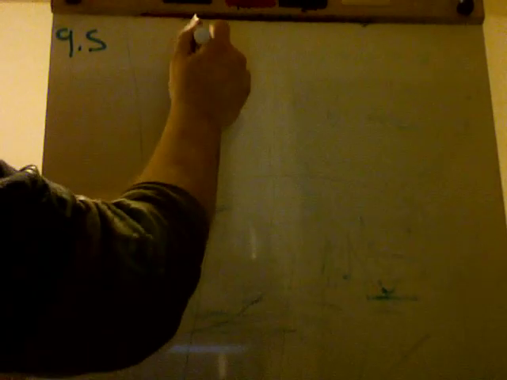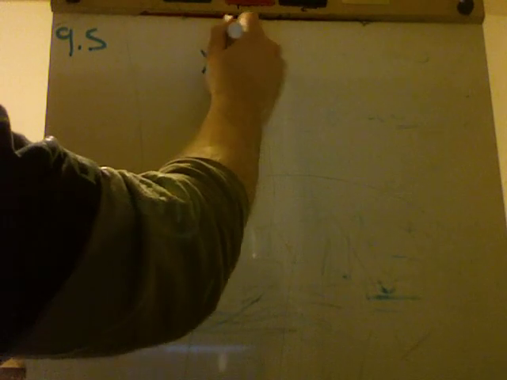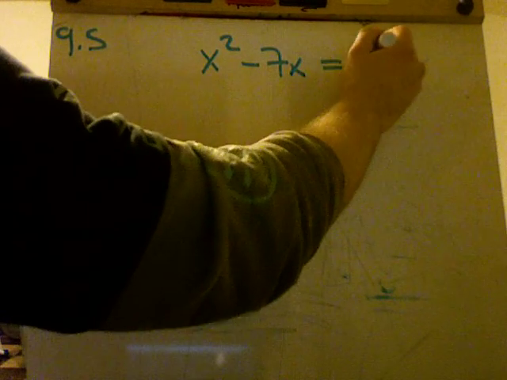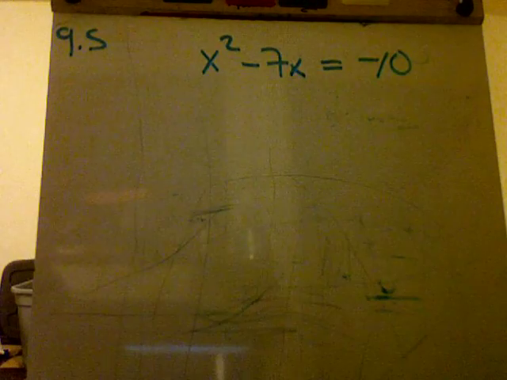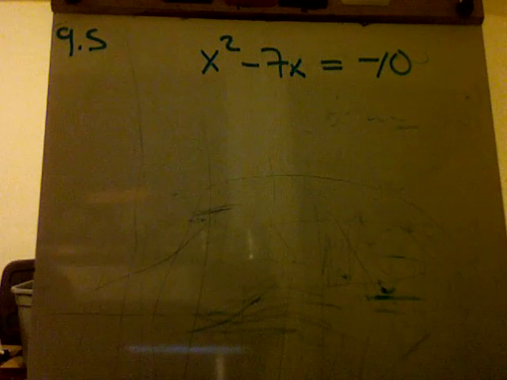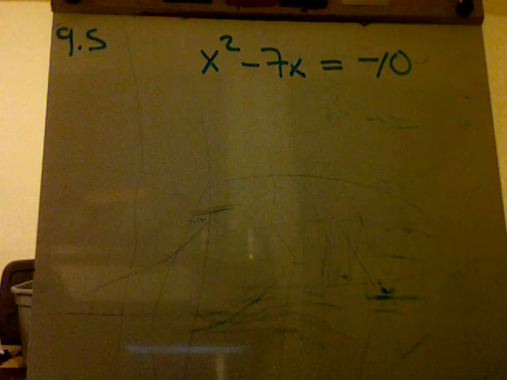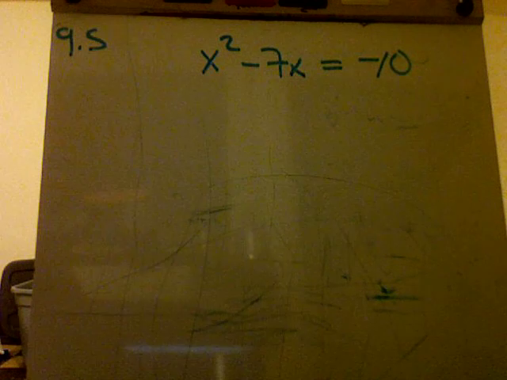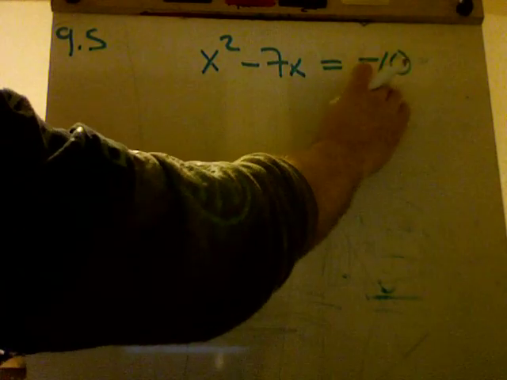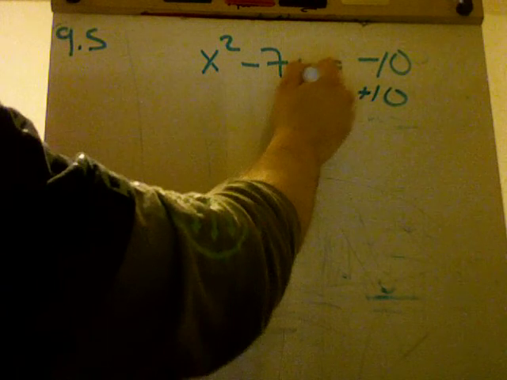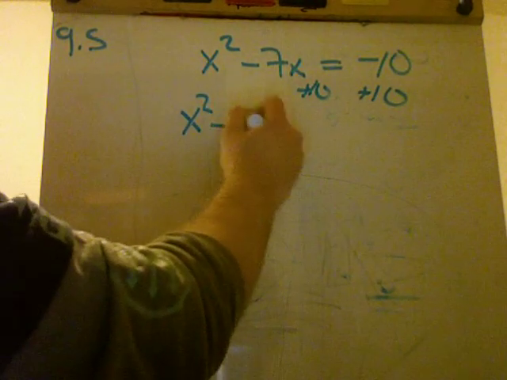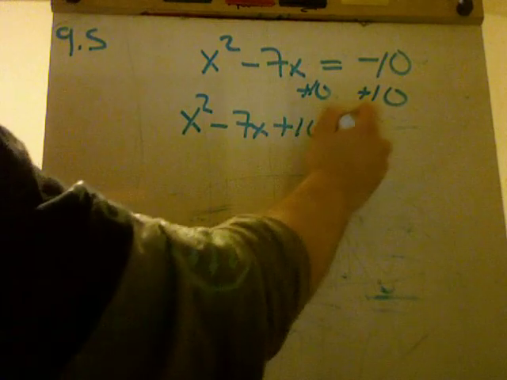So let's say we've got an equation that looks like this. And I said use the quadratic formula to solve this quadratic equation. So what I need to do is make sure this thing's set equal to 0 first. And I see that it's not. So I need to make it so. I'm going to add 10 to both sides. So now I'm going to have x squared minus 7x plus 10 equals 0.